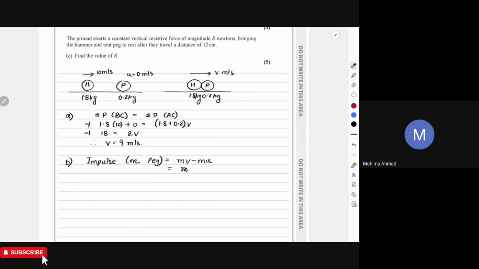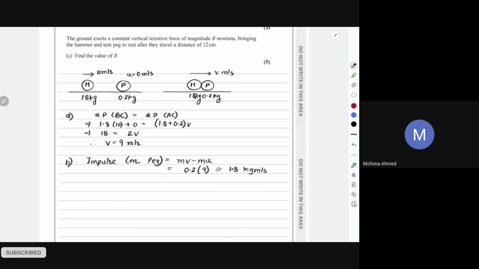m is 0.2, v is 9, u was 0. So that makes the entire mu negative, mu 0. So I'm just going to write it like this. And after this, you get your answer as 1.8, right? Yeah, 1.8 kg meters per second, right?